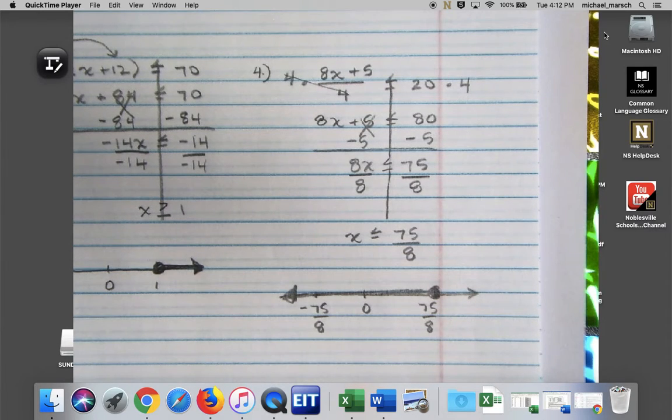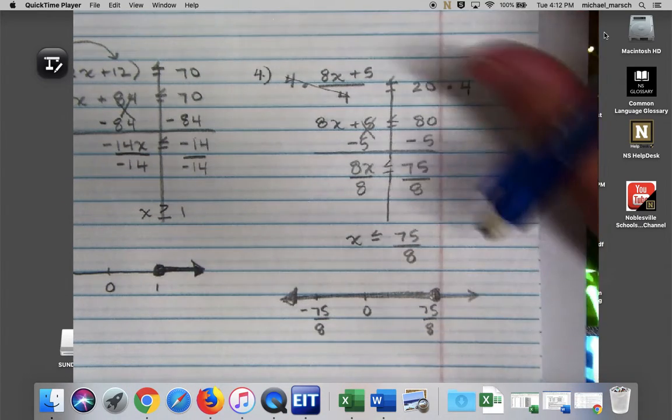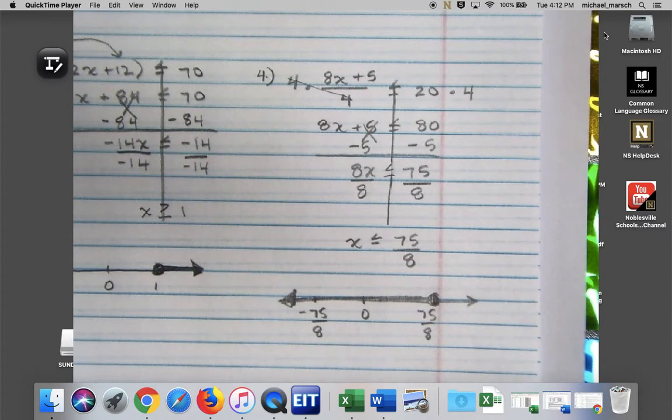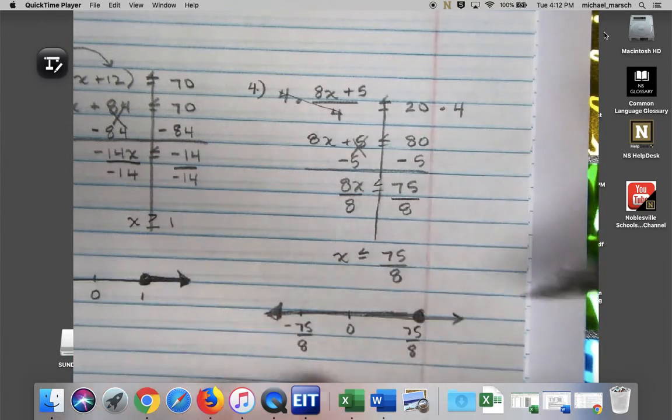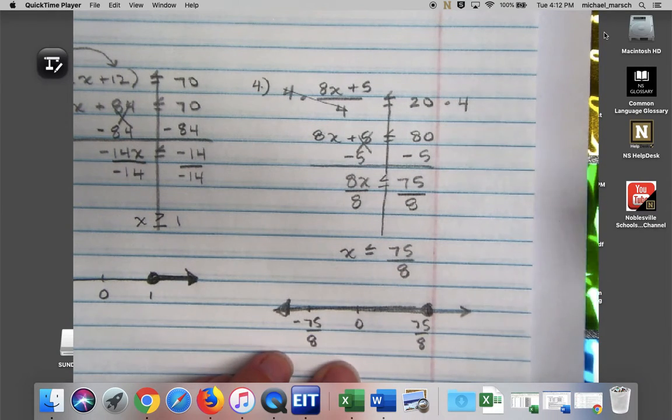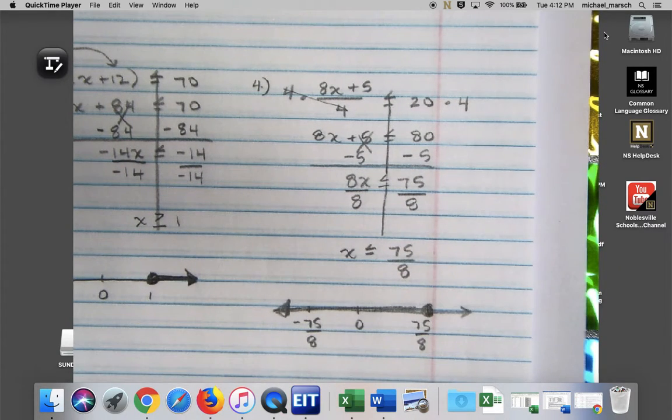Let's see what we've got on this next page here. Okay, I think we're going to stop right there. So if you can just make sure when you come to class tomorrow that you have all of the notes completed, and then we will go over these in class, and we will practice some inequalities while you guys are here. Thank you so much.